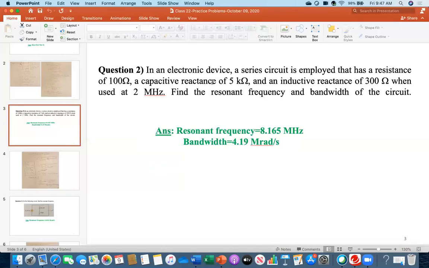So XC is 1 over 2 pi FC. Similarly, for inductive reactance, XL equals 2 pi FL. Then again use the frequency F value of 2 megahertz. From there you will get the L value. And once you get C and L values, you are able to calculate the resonant frequency, and also the bandwidth. Everybody see, bandwidth is R over L, R in the numerator, L in the denominator. That's why you must need the L value.